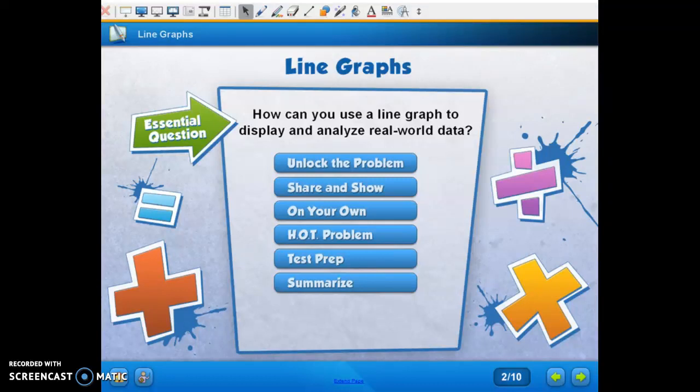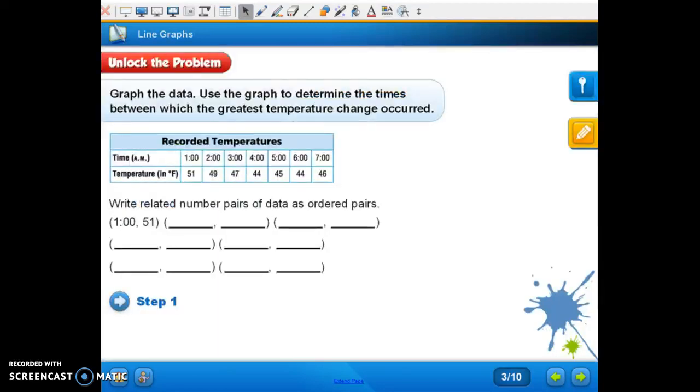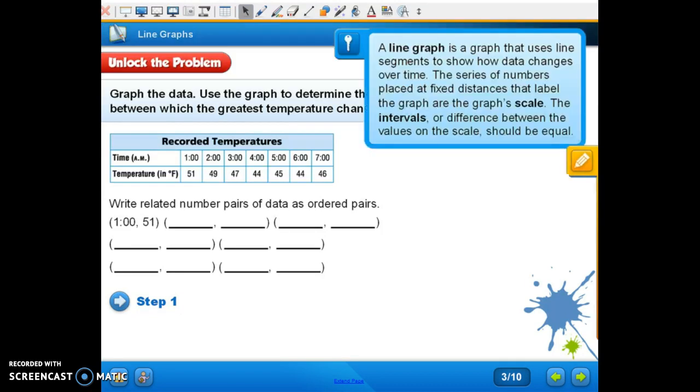Okay, today we're going to be working on lesson 9.4, line graphs. How can you use a line graph to display and analyze real world data? Well, we're going to have to do some analyzing, not just, we're going to have to be able to tell what the graph is telling us. It says, graph the data to determine the times between which the greatest temperature change occurred.